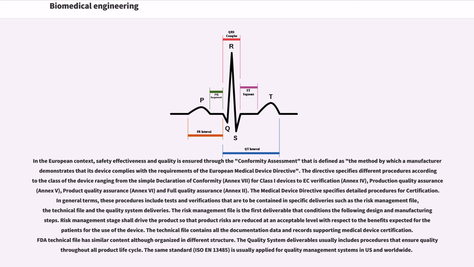safety, effectiveness, and quality is ensured through the conformity assessment that is defined as the method by which a manufacturer demonstrates that its device complies with the requirements of the European Medical Device Directive. The directive specifies different procedures according to the class of the device, ranging from the simple declaration of conformity, Annex 7, for Class I devices, to EC verification, Annex 4, production quality assurance, Annex V, product quality assurance, Annex V, and full quality assurance, Annex 2.